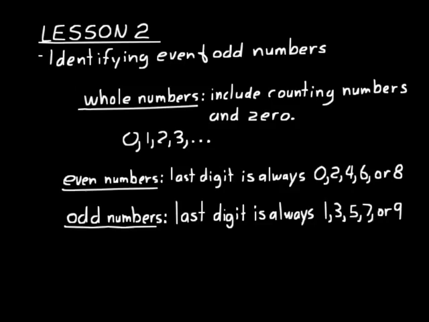These are two good things to remember, what the difference between an even number and an odd number is. Even numbers always end in 0, 2, 4, 6, or 8. Odd numbers always end, or their last digit is 1, 3, 5, 7, or 9.